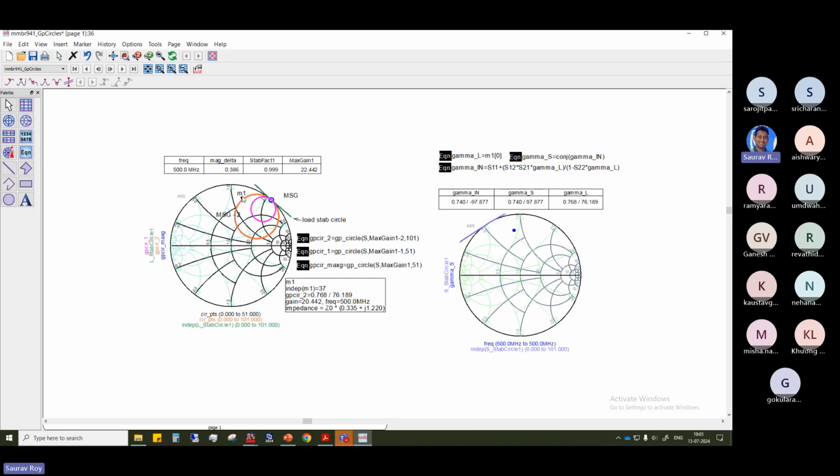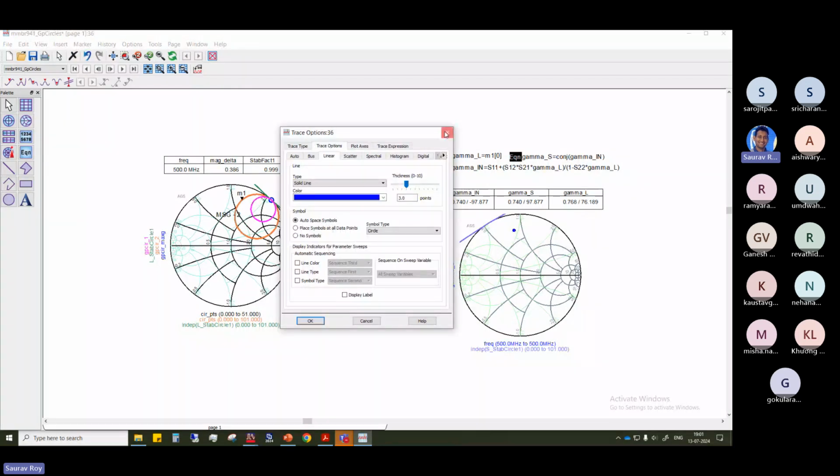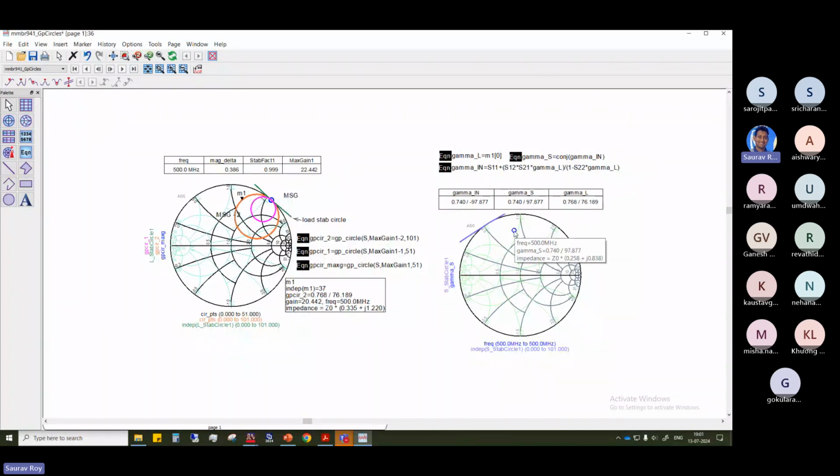So from this point, we come back to gamma load. We calculate gamma in, and then the conjugate of this is the gamma source. So this is this point here. So gamma source is this point. This is the point we are going to actually find out. So once we know this source point, this gamma source, then our task is to design the matching network. Is it clear? Is this point clear for you?